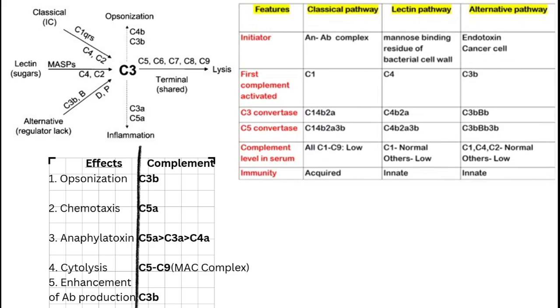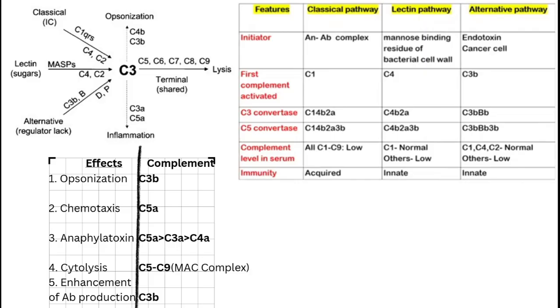In this one, the complement level in serum means all the C1 to C9 will be at a low level. Why? In the classical pathway, because everyone is involved. But in the lectin pathway, C1 will be normal because it is not involved, and the others will be low. And in the alternative pathway, C1, C4, and C2 are not involved, so they will be normal, and the others will be low because they are involved.